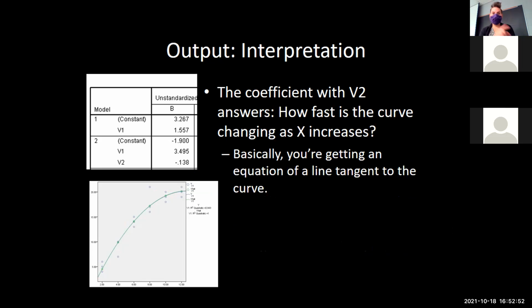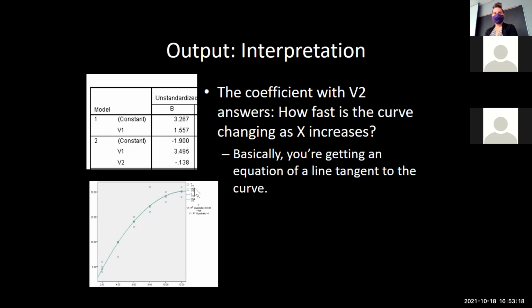Sorry, I missed the mute button. This green line right here is the line that you get if you plug in these numbers into the equation. If you use these numbers to make an equation and you plug in all of our observed values of x, this is the line that you get. It is a curved line.